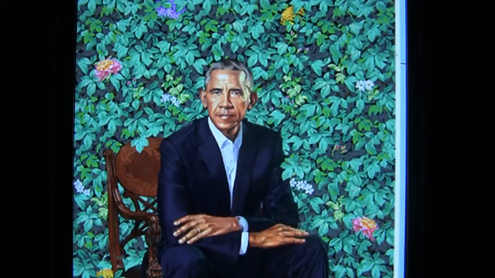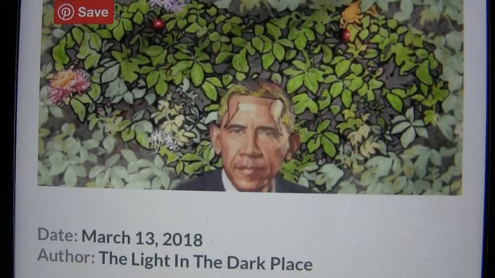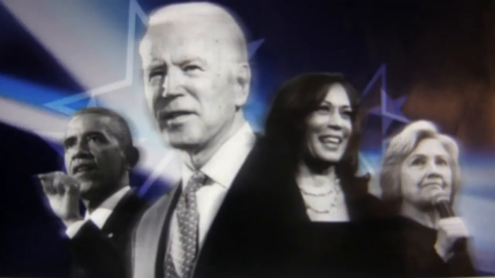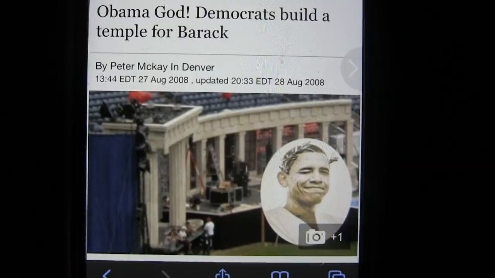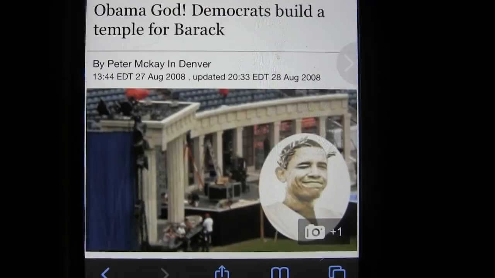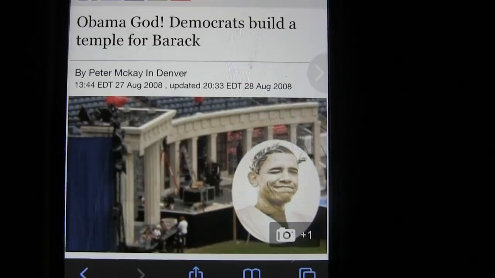And this was her husband's presidential portrait. And behind him, people saw the serpent's face. You can see right behind him the face of the snake looking at you. These people are all working together and have worked together in the past. Remember this? During the Democratic Convention, he had an altar built that resembled the Pergamum Temple of Zeus. And here they're calling him God, saying that the Democrats built a temple for him.